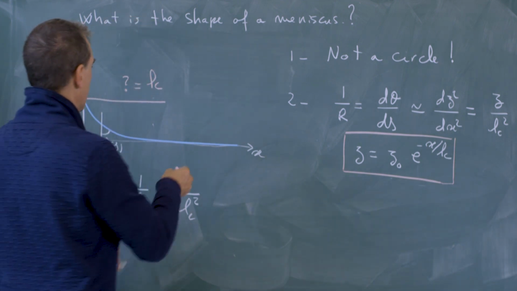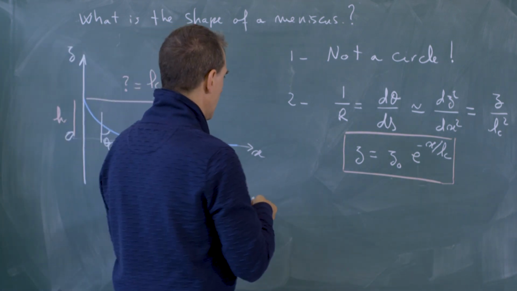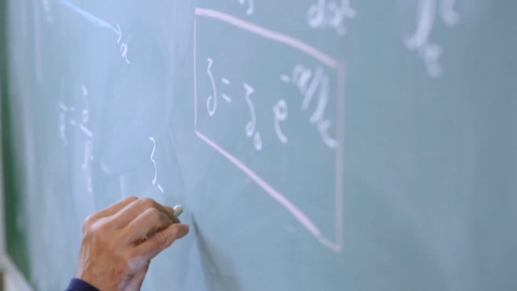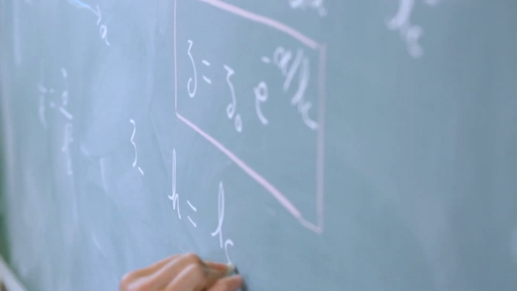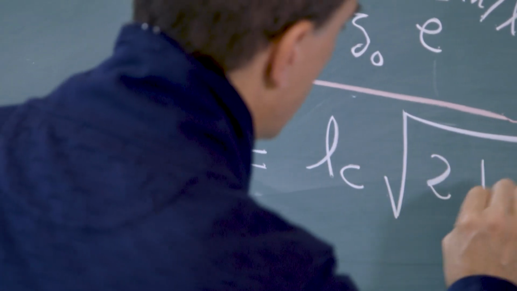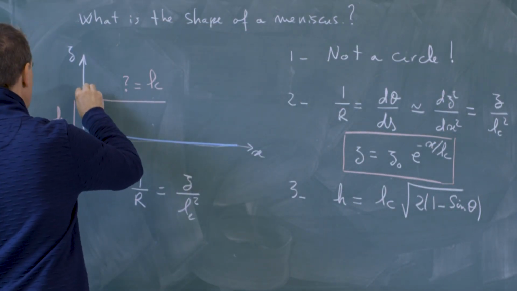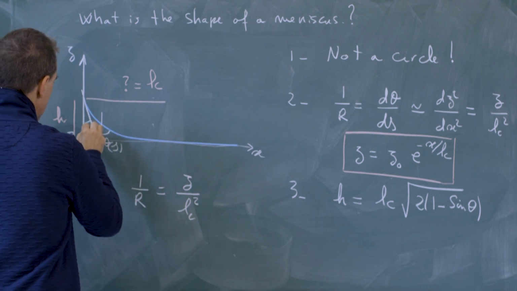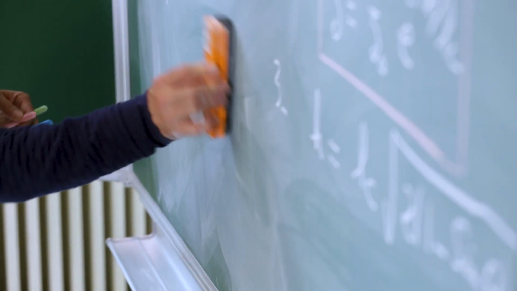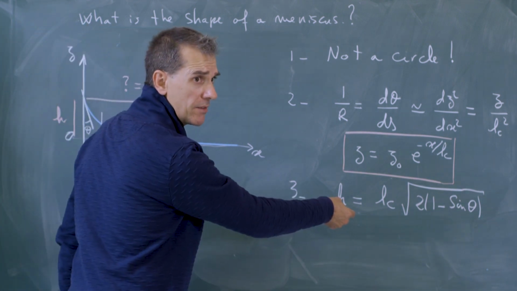The last point has to do with the vertical extension of the meniscus that I call h. So there exists an exact expression for h, and this expression goes like h equal to the capillary length times a function of the contact angle, which is the square root of twice 1 minus sine theta, where theta is the angle when s equals 0. So this is our contact angle. So there are 3 cases that we can discuss about the elevation of h.